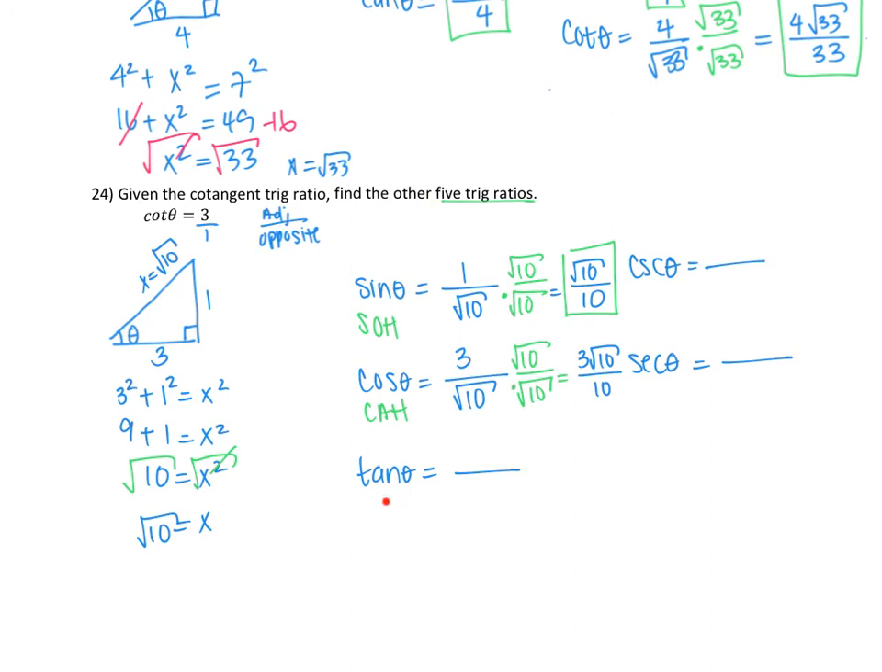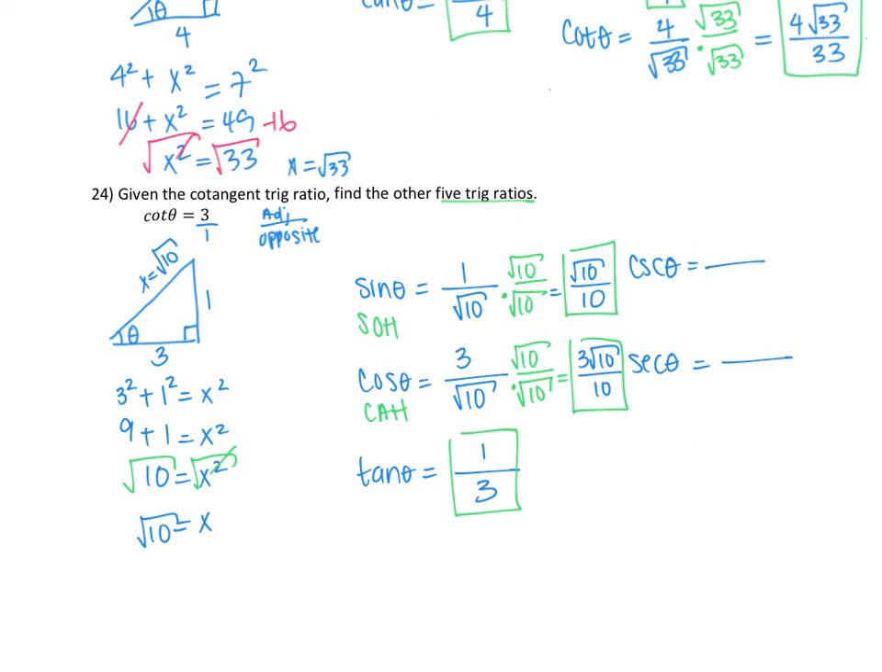For tangent, this is going to be opposite over adjacent, so this is 1 over 3. And I think that is it for that piece. All right, we're going to move on to cosecant.